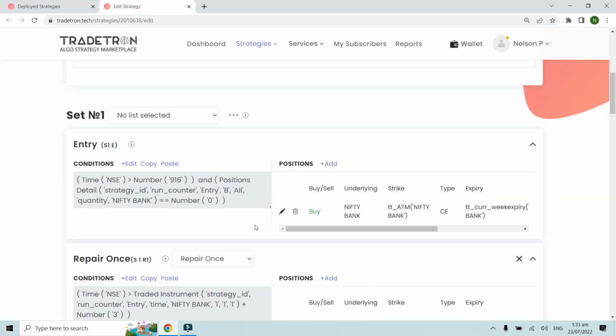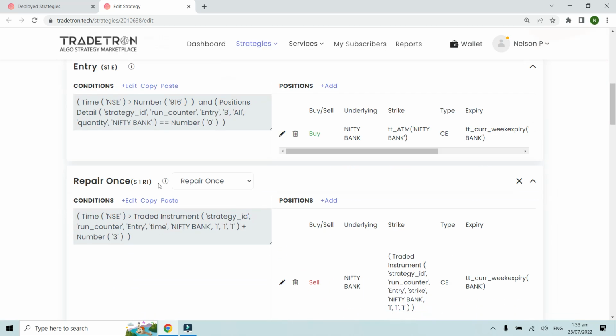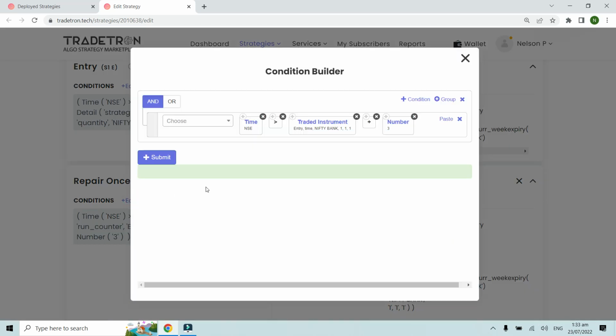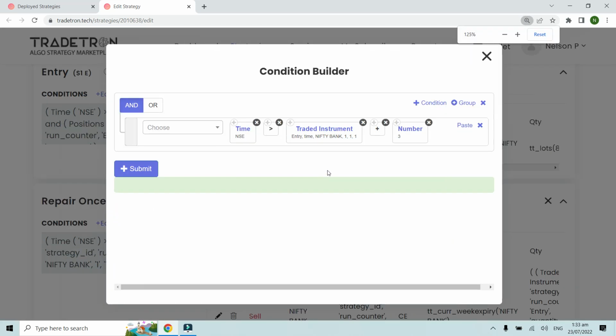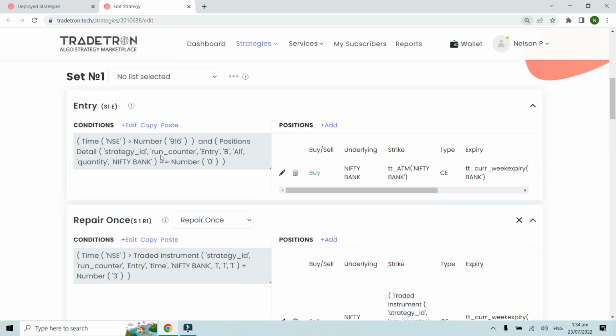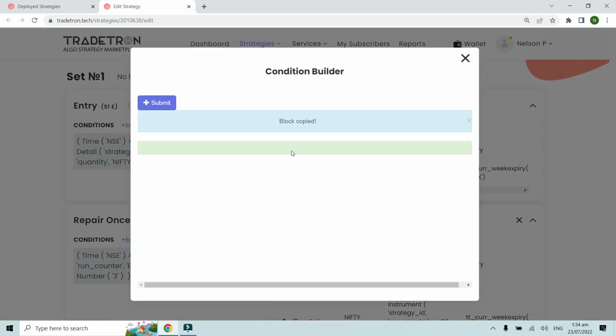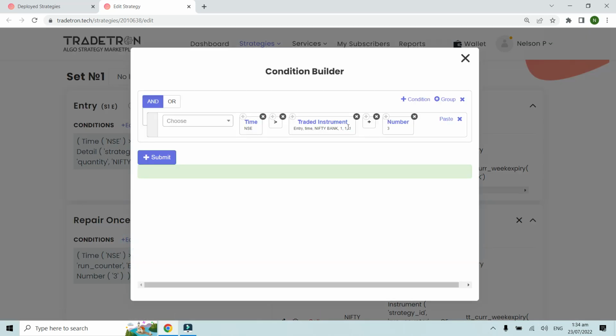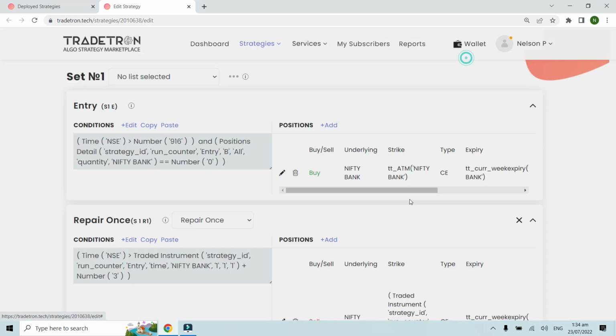Now we will go to the repair once one condition, S1R1. For demonstration purposes, I want to exit a few lots out of the 8 after 3 minutes of entry time. As you can see, this condition is that time is greater than traded instrument entry time 111 plus 3. That means whenever the initial set number 1 entry happens, after 3 minutes of that I want to exit a few lots.